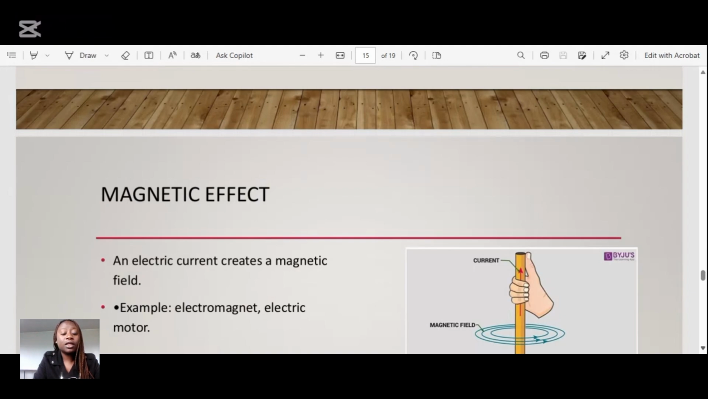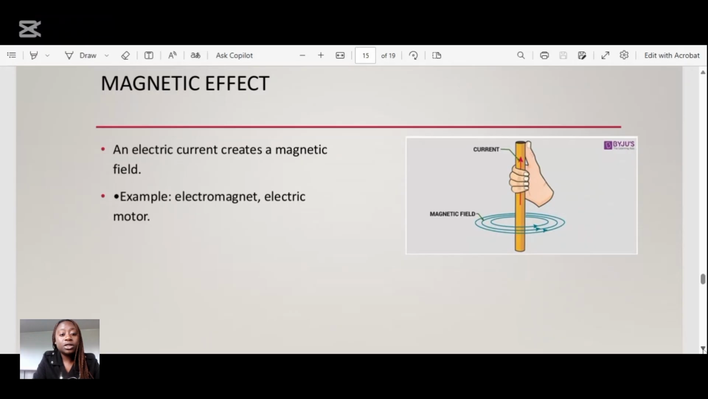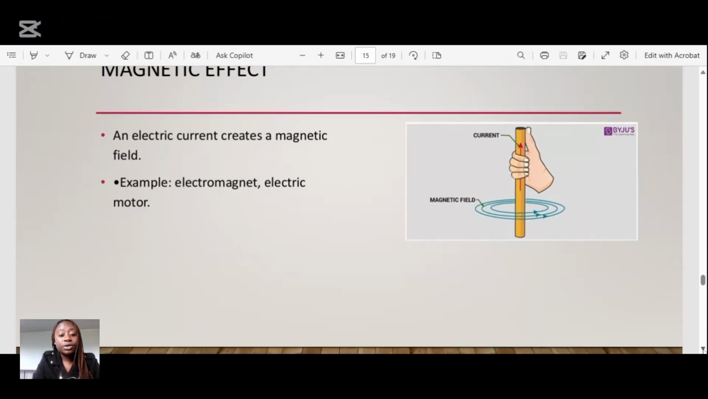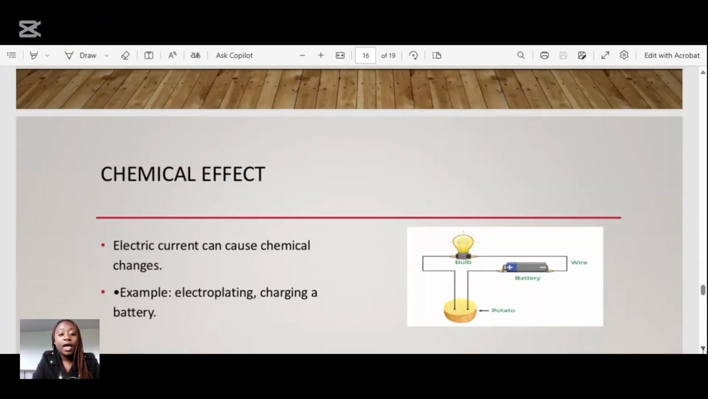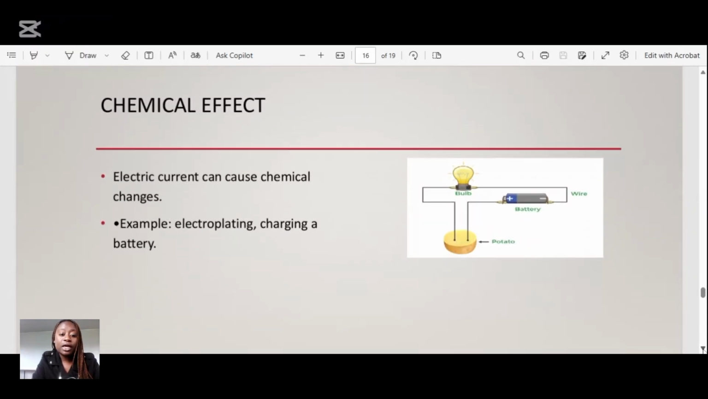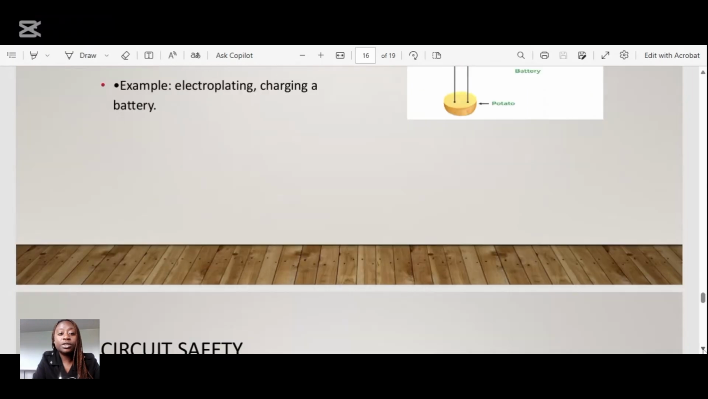And what? A magnetic effect. An electrical current creates a magnetic field, for example electromagnet and electrical motor. Chemical effect. Electrical current can cause chemical changes, for example electroplating and charging a battery.